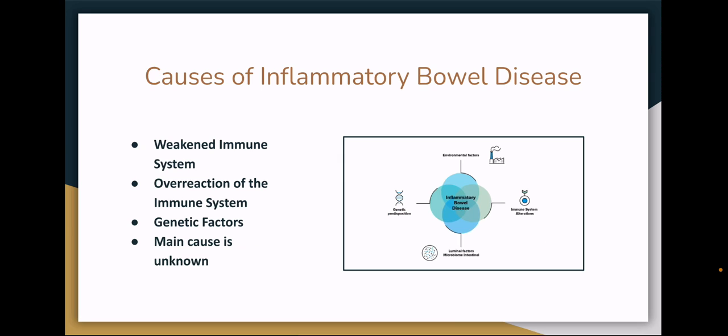And the weakened immune system, this could be because there's a virus or bacteria in your GI tract that's causing this inflammation, or because it's an autoimmune response that ends up attacking parts of your gastrointestinal tract. And then it could just be genetic factors. So yeah.